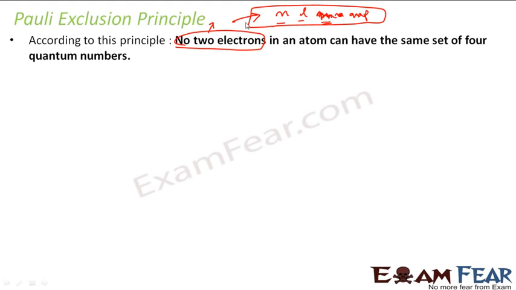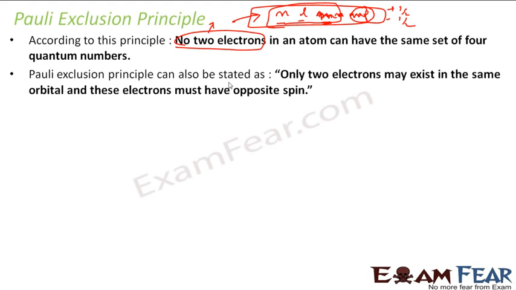That means no 2 electrons can have all the same 4 values, right? And that clearly means that since the spin can have only 2 values, plus 1 by 2 and minus 1 by 2, in one orbital there are 2 electrons, and that we have discussed earlier also, right? So this says that no 2 electrons in an atom can have the same set of 4 quantum numbers. If we have all the values of n, l, m and ms, we can tell which electron we are talking about.